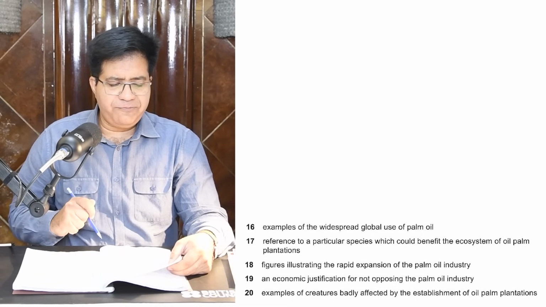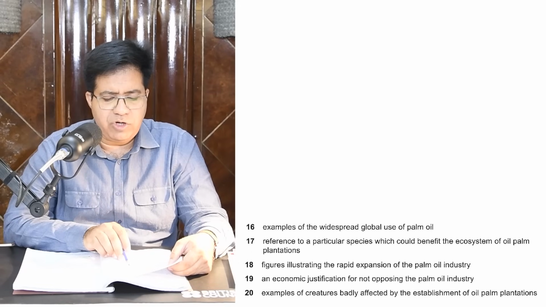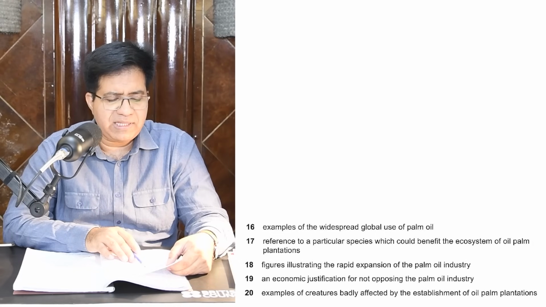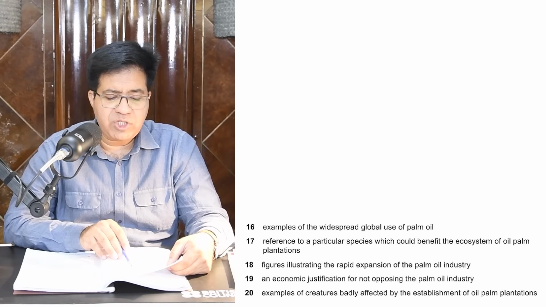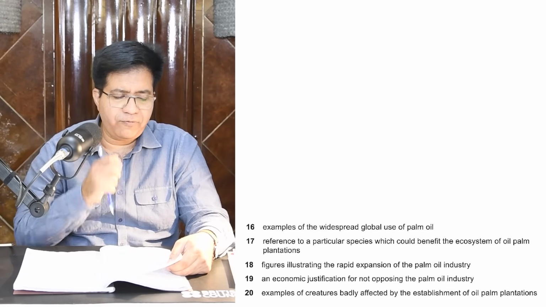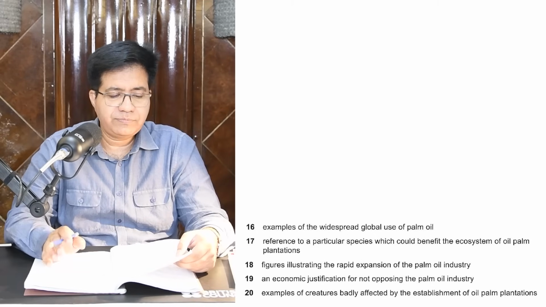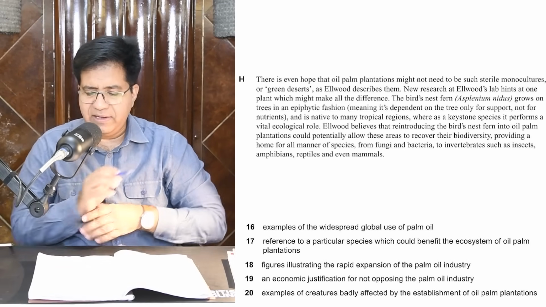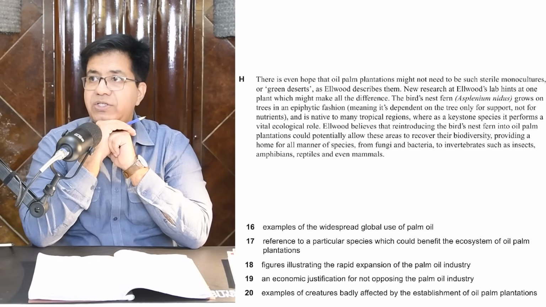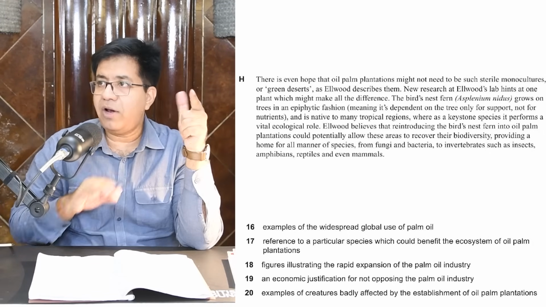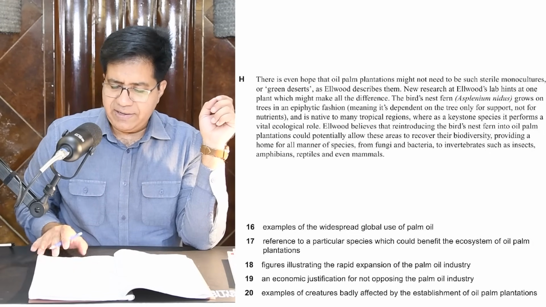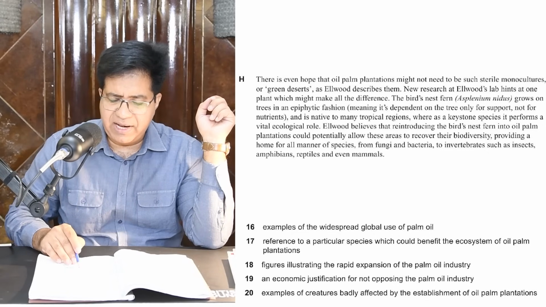Question number 17, reference to a particular species which could benefit the ecosystem of oil palm plantation. Now it can be a species of animal or plant. That is paragraph H. Well done. They talked about birds, nest, fern. And we did it already, by the way, when we were answering question 26. So an example of that species is in paragraph H.